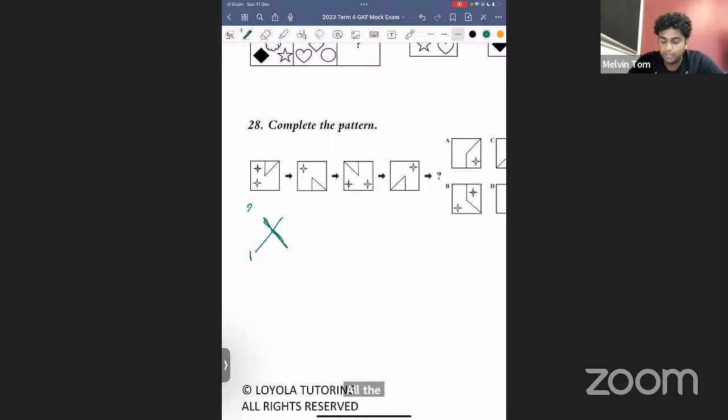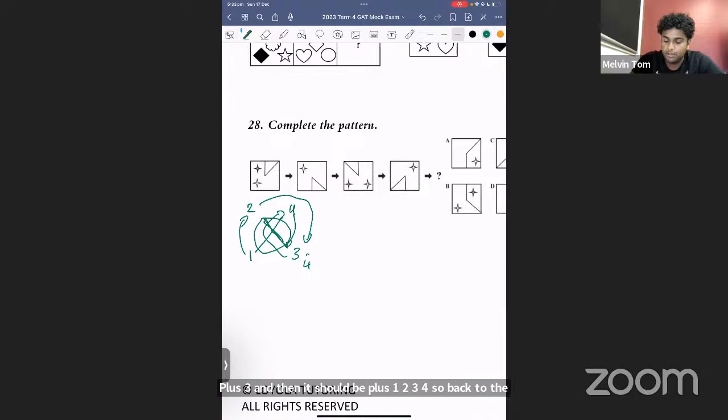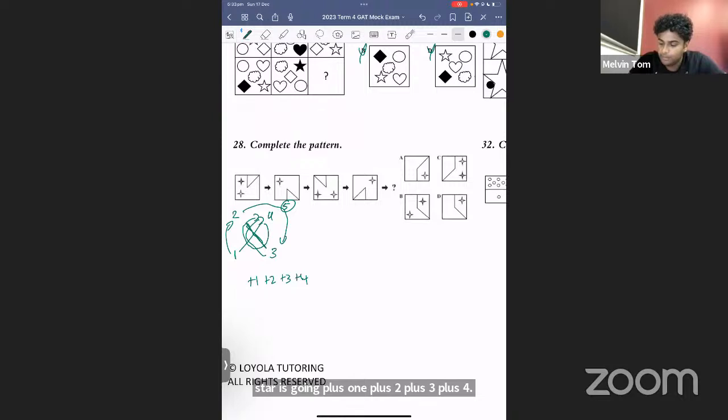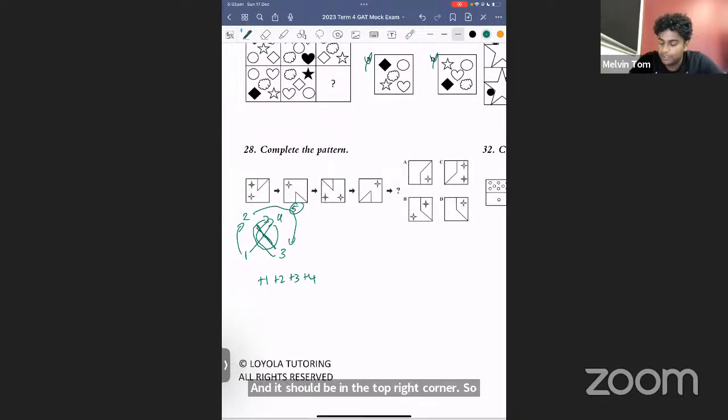Starting off with this 1, 2, 3, 4. So +1, +2, +3, and then it should be +1, 2, 3, 4. So back to the original image. Sorry, I messed up. 1, 2, 3, 4. So back to this position. The white star is going +1, +2, +3, +4, and it should be in the top right corner. So it should be C or D.